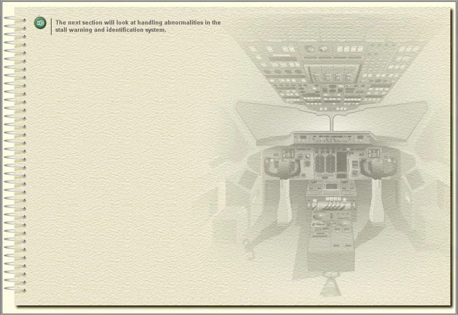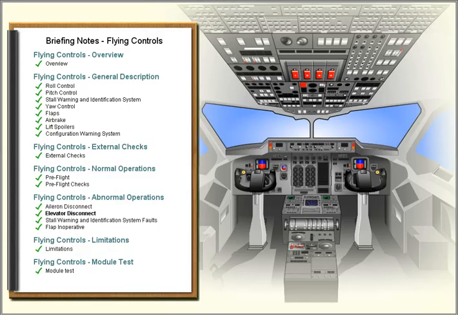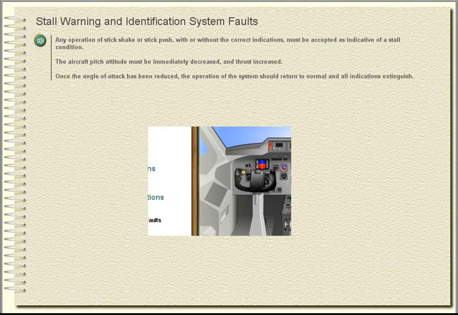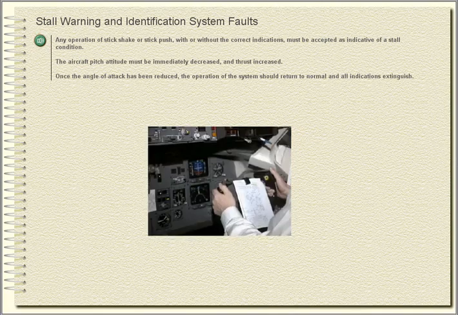The next section will look at handling abnormalities in the stall warning and identification system. Stall warning and identification system faults. Any operation of stick shake or stick push, with or without the correct indications, must be accepted as indicative of a stall condition.